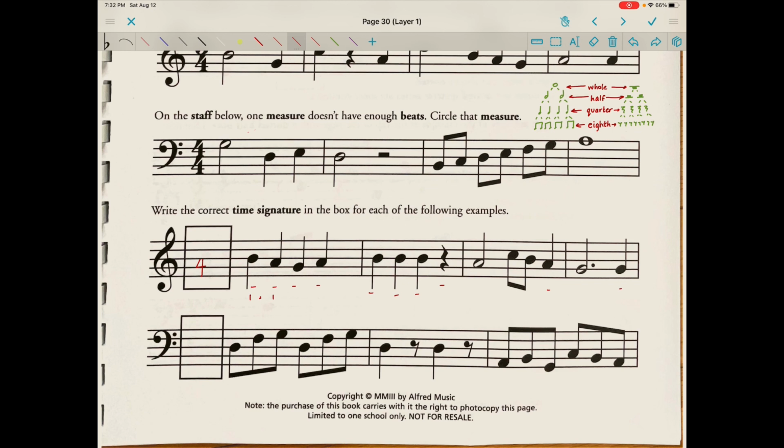So 1 plus 1 plus 1 plus 1, a total of 4. So we're going to say this is 4 beats per measure. Quarter note gets a beat. This is 4/4 time.